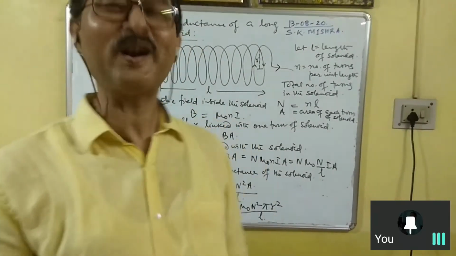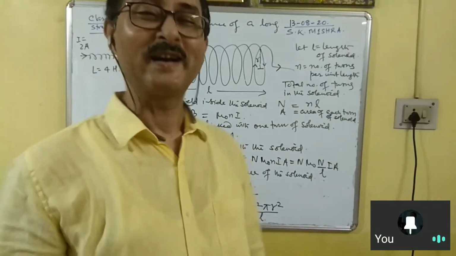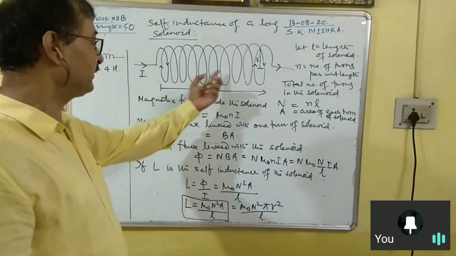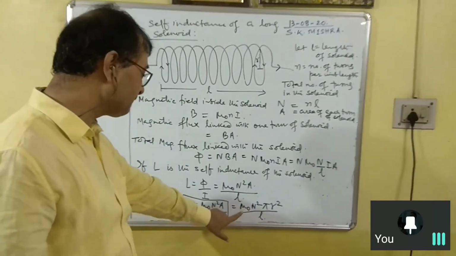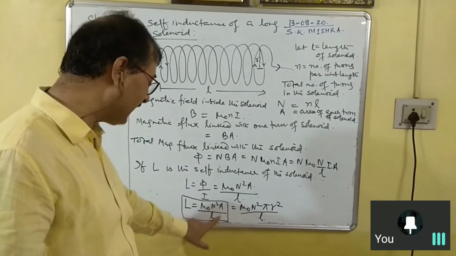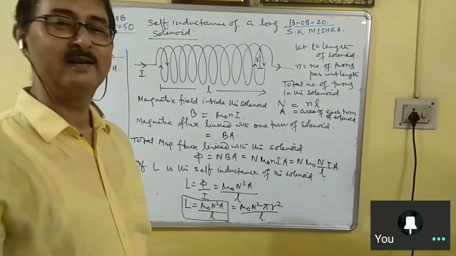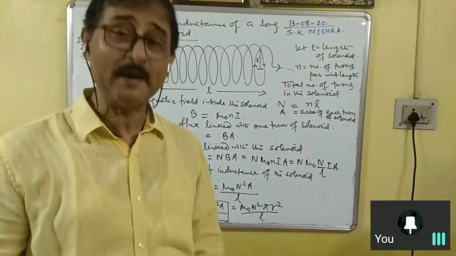Self-inductance does not depend upon the current flowing through the conductor. See, current flowing through the solenoid. See the last expression, mu naught N square A by L. Is there any I? No. So it is independent of I.